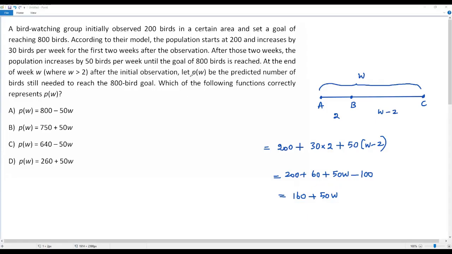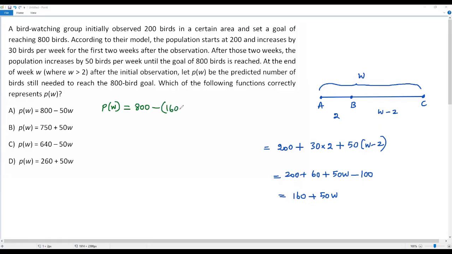So this is the number of birds observed in W weeks. And the information says this P of W is the predicted number of birds still needed to reach the 800 bird goal. Now let me write P of W, and their goal is to reach 800 birds. Already we know that this gives the number of birds observed in W weeks. To get the number of birds still needed, we have to subtract the number of birds observed in W weeks from the goal of 800 birds. Let me subtract this from the goal.